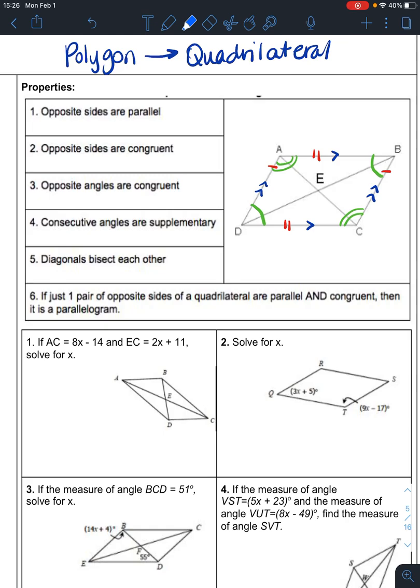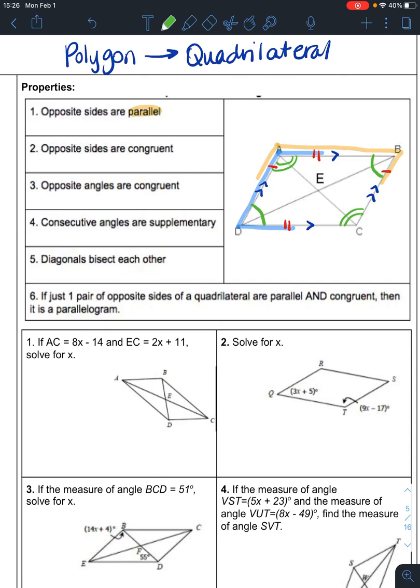And one of those things is that consecutive angles are supplementary. And so these angles here, angle A and angle D, are supplementary. At the same time, angle A and angle B are supplementary, and you can pair them up all the way around. That happens because the opposite sides are parallel. And then the last thing that happens is that your diagonals bisect each other.